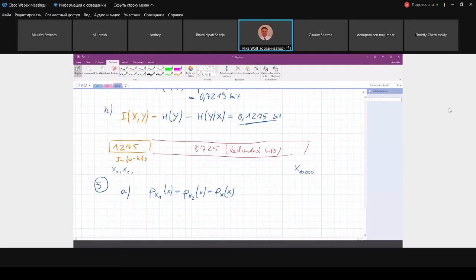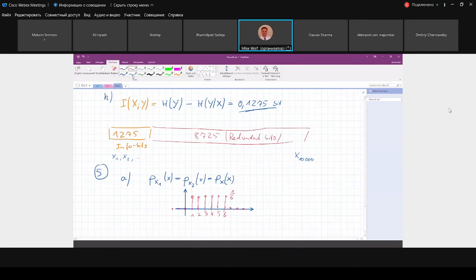We could say each result has the same probability. Again, if I draw this in red, here's 1, 2, 3, up to 6. We have done this before. Then we could say each value has a probability of 1 by 6. If I draw this like this, it's a function, yeah. So this is 1 by 6 here. So this would be P_X(x). We do not need to distinguish between x1 and x2.